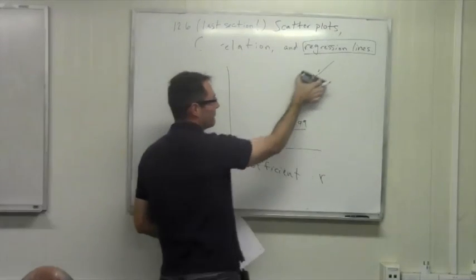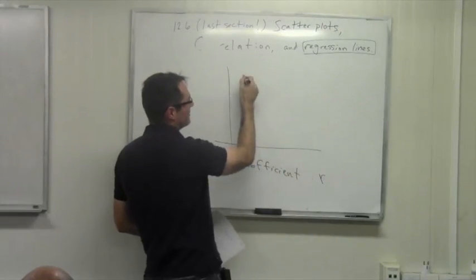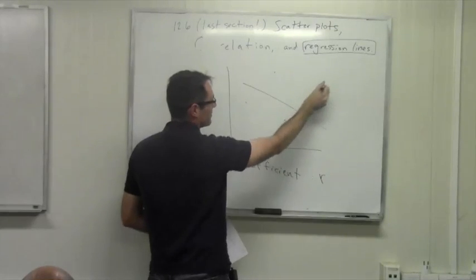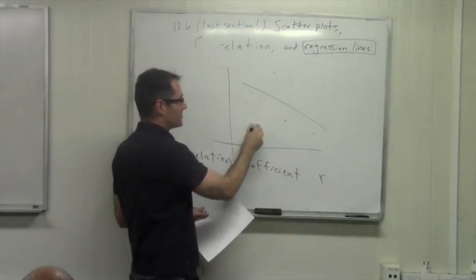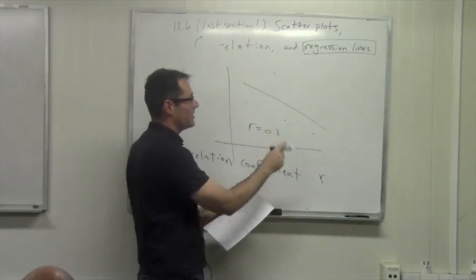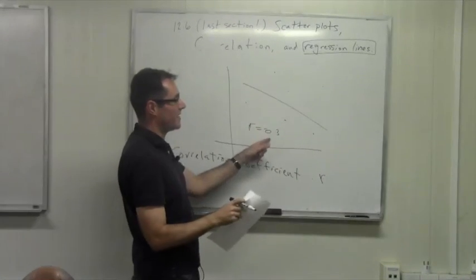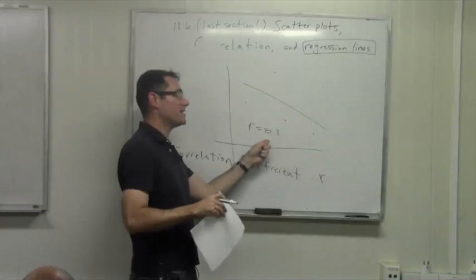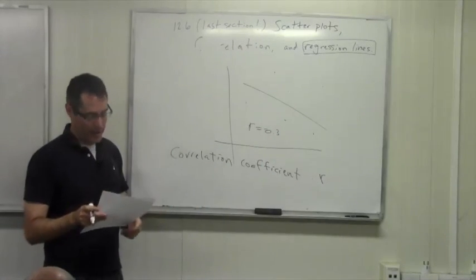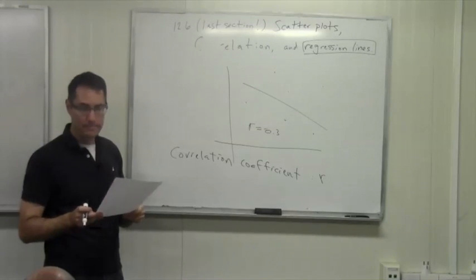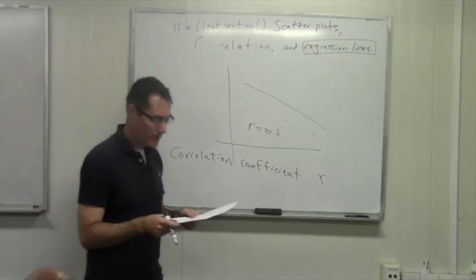Okay? The other one we had before would have been a weak negative correlation, like that. Weak negative because the coefficient of correlation might be negative 0.3. So it's negative because the slope is down, and it's weak because it's not close to either 1 or negative 1. Okay? Questions on that? Okay.